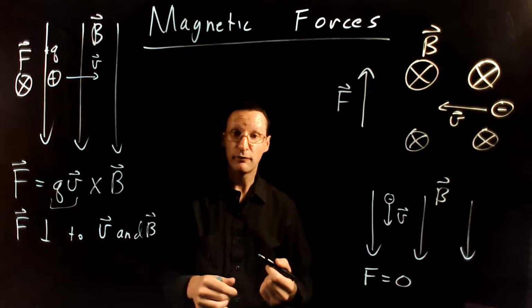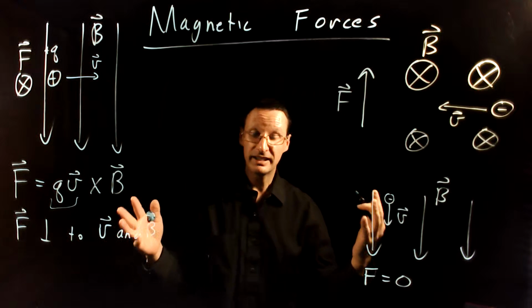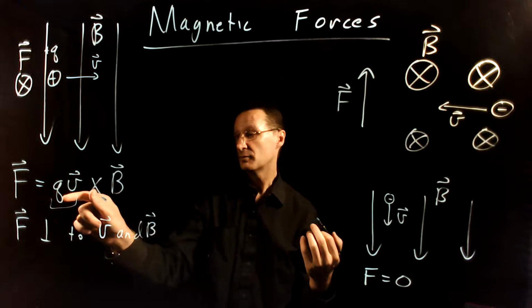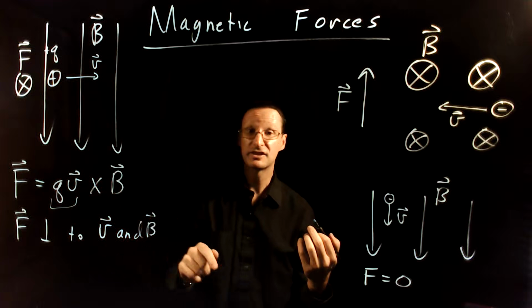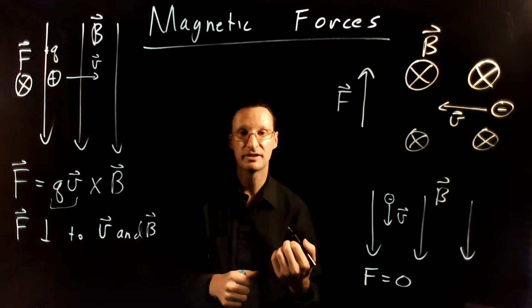All right? So hopefully this helps you understand what the magnetic forces on charged particles are. It's a cross product. You want to think about putting your fingers in the direction of the vector QV and then pushing it into B, and your thumb will give you the direction of the force.